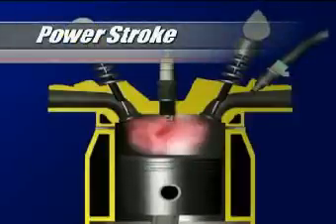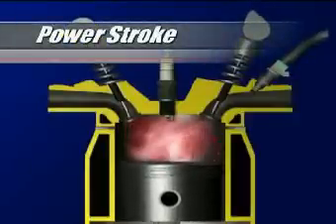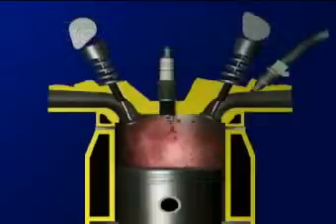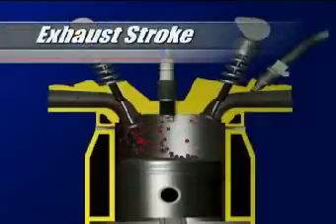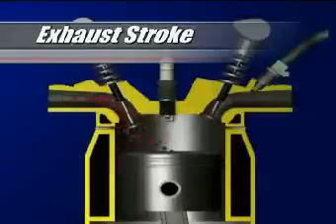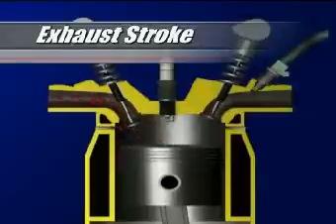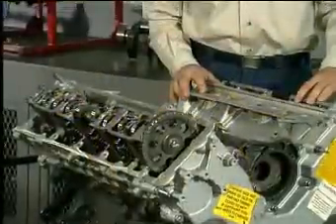At the conclusion of the power stroke, the piston reverses direction to expel the spent gases from the cylinder via the open exhaust valve. This is the final stroke of the cycle and is appropriately called the exhaust stroke. Once the exhaust stroke is completed, the cycle repeats.